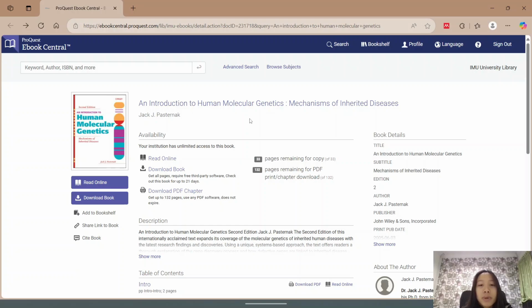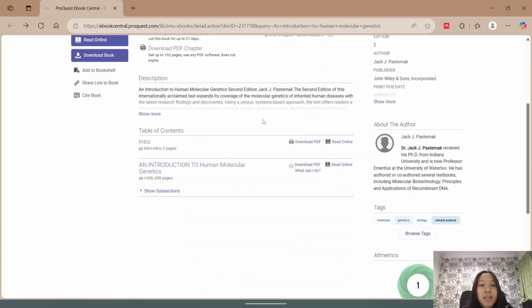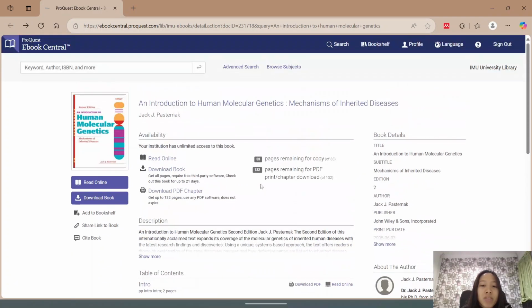So, this webpage is presented on ProQuest eBook Central, one of the online databases IMU has subscribed to. On this webpage, you'll mostly be greeted by the table of contents, in which you can view what each section of the textbook covers. So, let's go into the book itself.